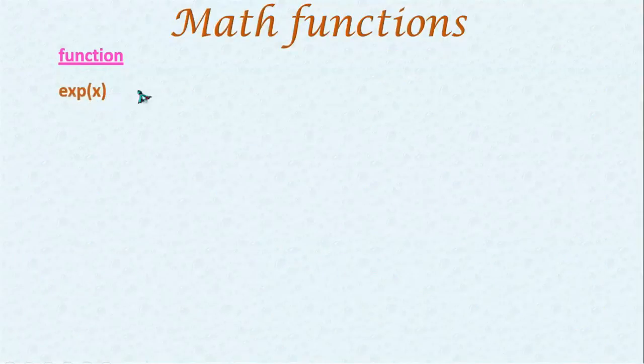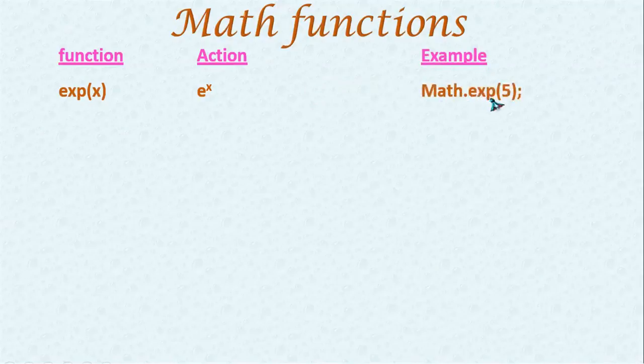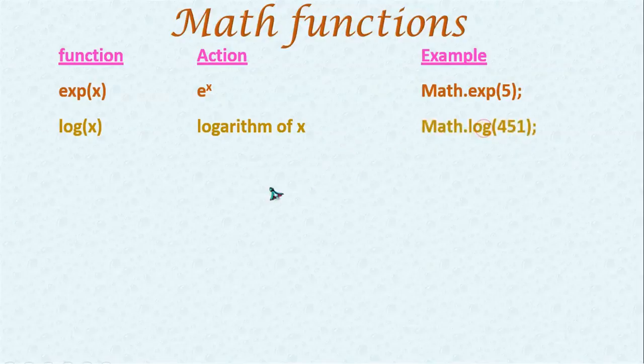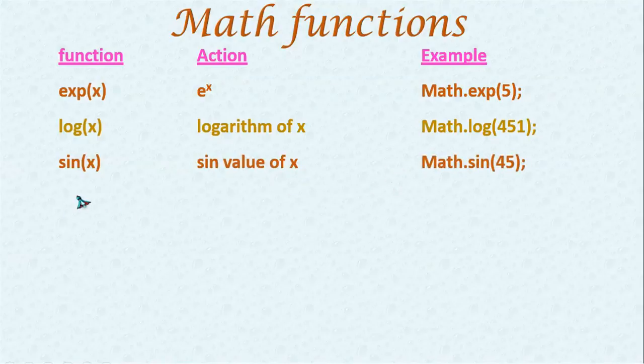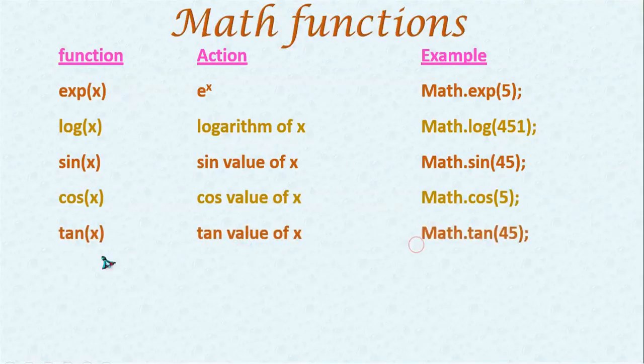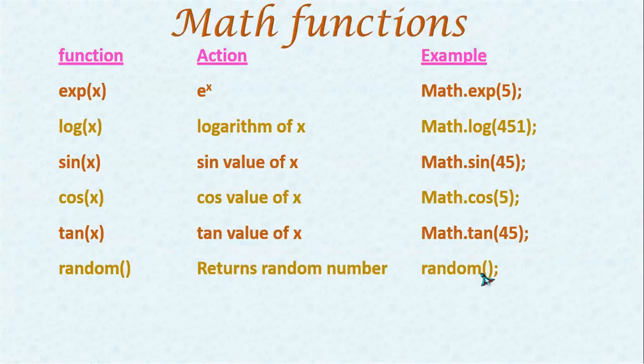Next we have exp of x. This will give the result of e raised to the power x. For example, we have Math.exp(5). Next we have log of x. This will give the logarithmic value of x. Next we have sin of x. This will return the sine value of x. And then cos value of x, and then tan value of x. Next we have random. This will not take any argument, but it will return a random number of double type.